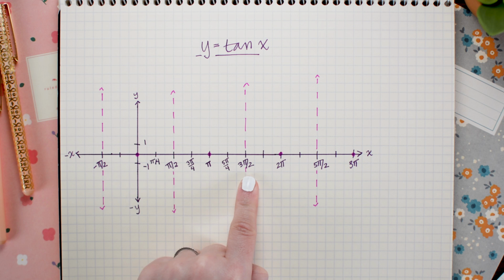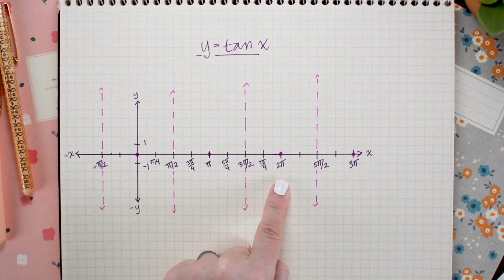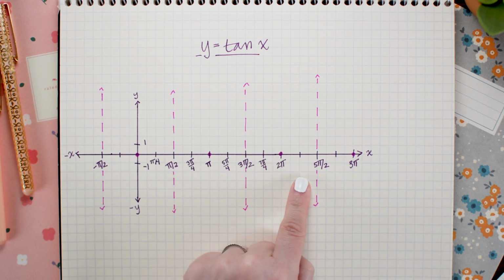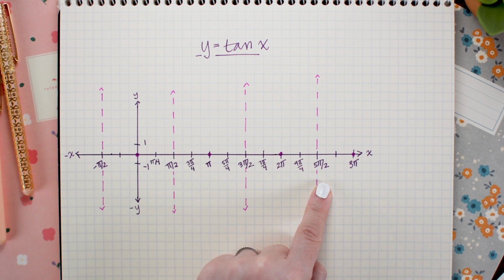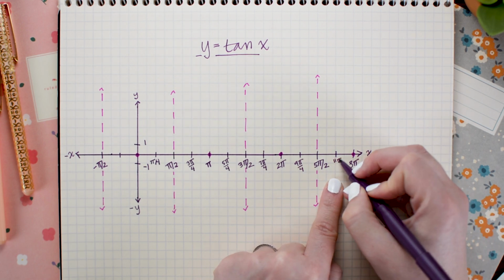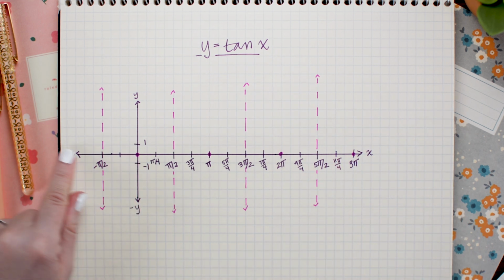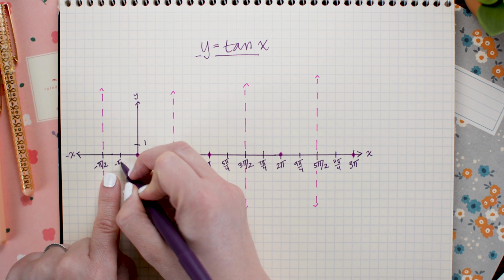6 pi over 4, which reduces to 3 pi over 2. 7 pi over 4. 8 pi over 4, which reduces to 2 pi. 9 pi over 4. 10 pi over 4, which reduces to 5/2 pi. And 11 pi over 4 here. Going in the negative direction, I'd be counting backwards, so this would be negative pi over 4 right here.